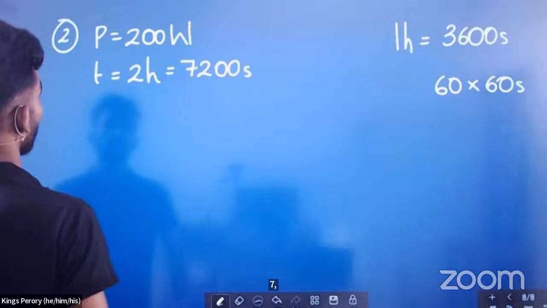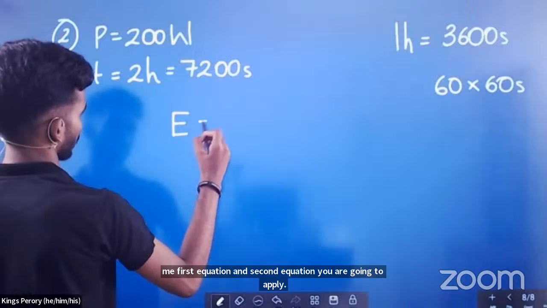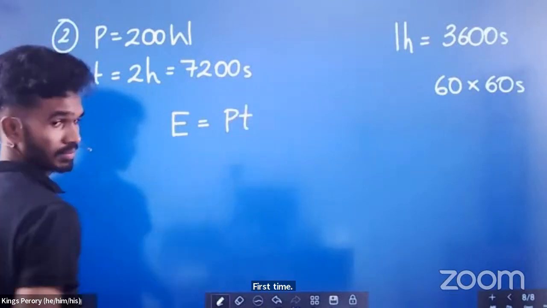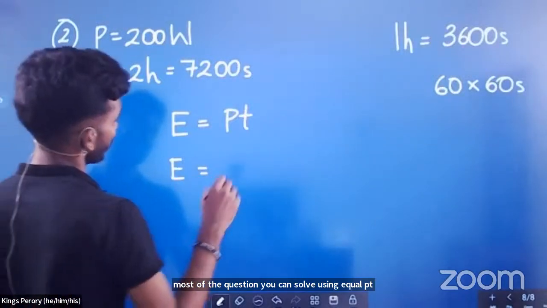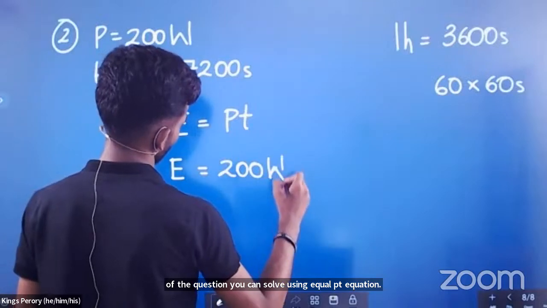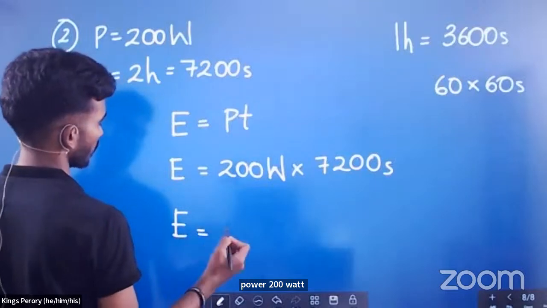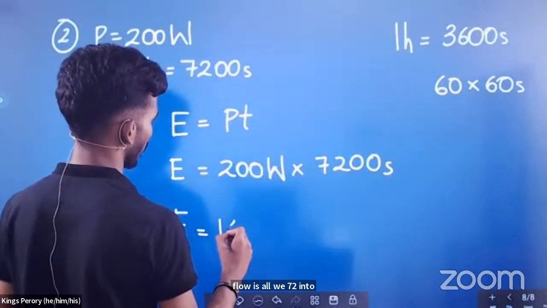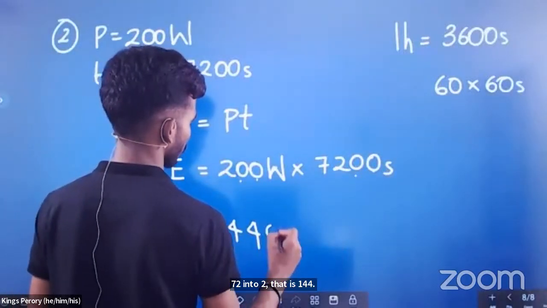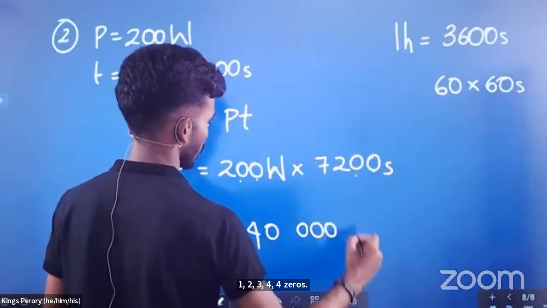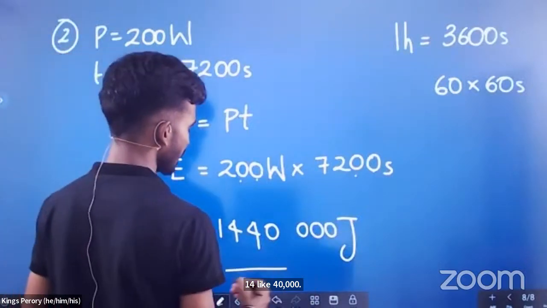Tell me, first equation or second equation are you going to apply? First. E equal PT. Most of the questions you can solve using the E equal PT equation. Power 200 watt, time 7200 seconds. No calculators. Slowly solve it. 72 into 2 is 144, and 1, 2, 3, 4 zeros. 14 lakh 40,000 joules. Big number, no? Tell me this in kilojoules.